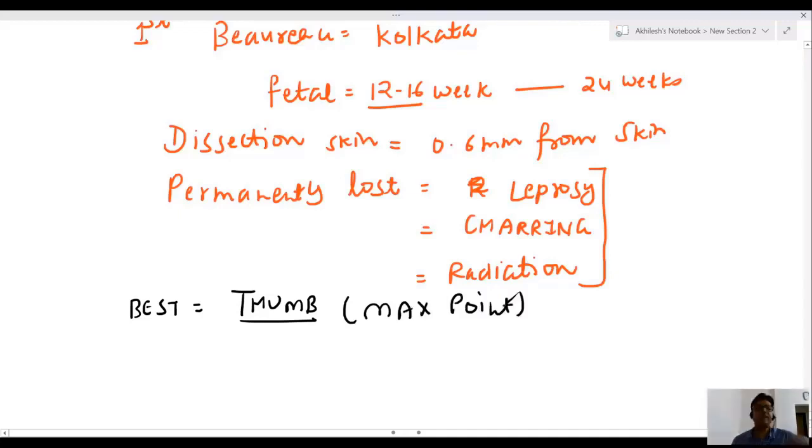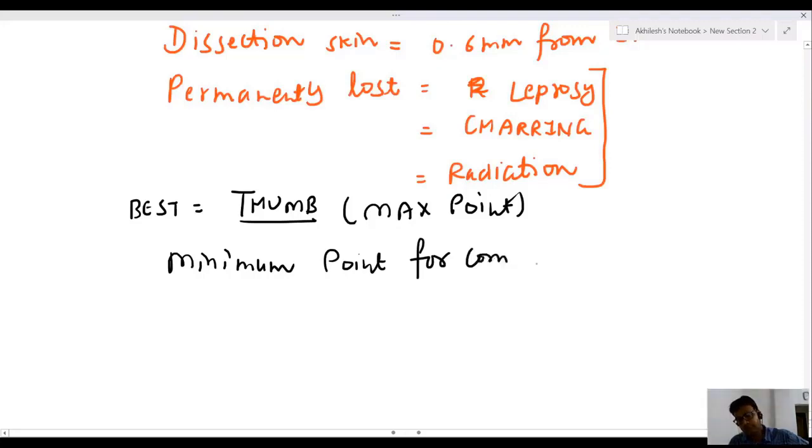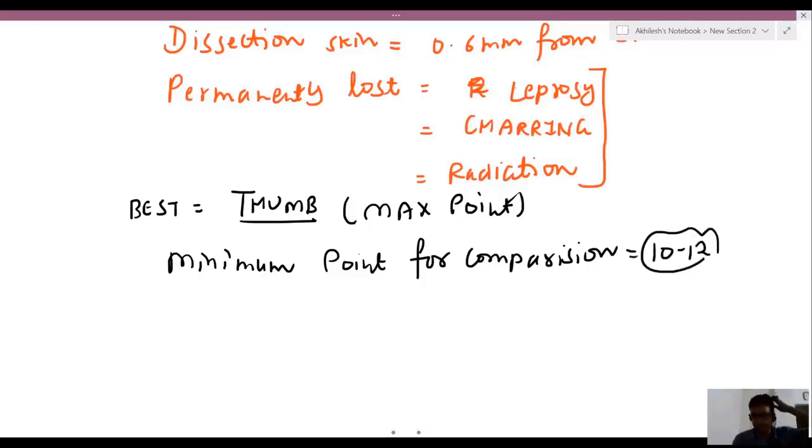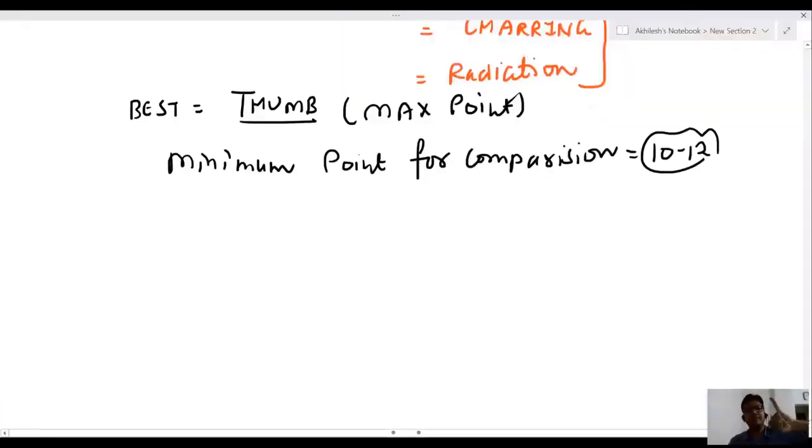Now sir, how many points should be present as the minimum for comparison? Minimum 10 to 12 points should be present for comparison between two persons. Best is thumb, worst is little finger. Minimum points for comparison is 10 to 12.